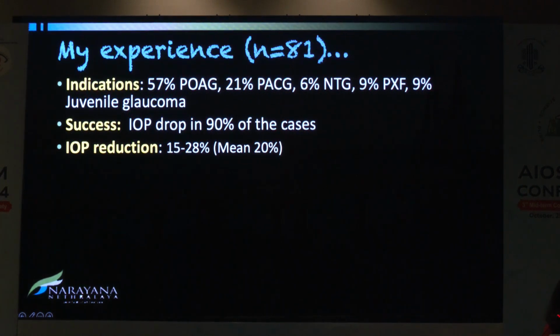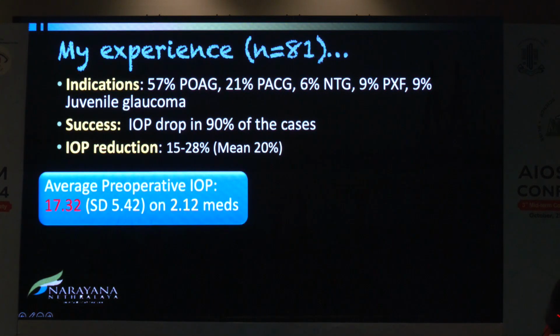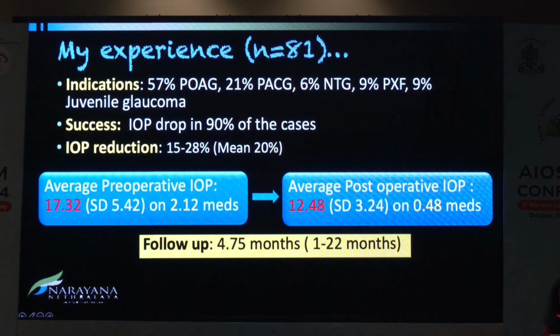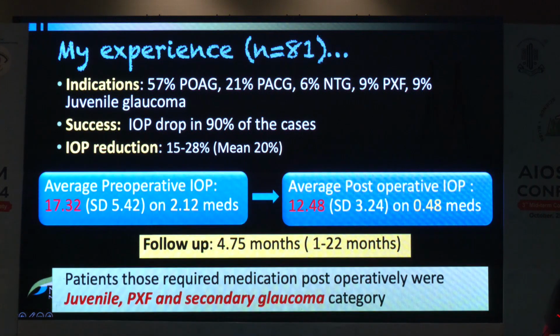In the cases where I have done these surgeries, 60% are open angles and the rest are different ones. The reduction that I have seen is significant, in 90% of the cases almost 15 to 28%, with average pre-operative IOP 17.32 on 2 meds and post-operative IOP 12.48 on 0.48 meds. Follow-up is almost 5 months on average and 22 months the longest. The patients that required post-operative medications were largely those with pseudo-exfoliation glaucoma, secondary glaucomas or juvenile glaucomas. So that has been my experience.